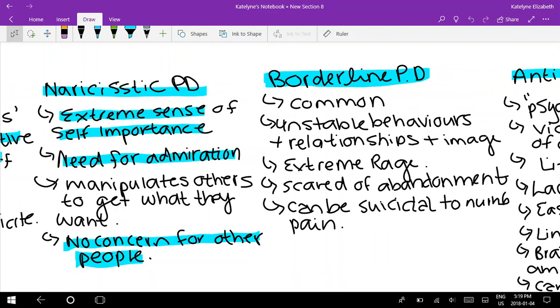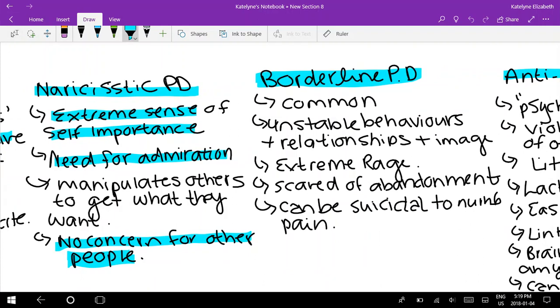And our second last one that we are going to be talking about is borderline personality disorder. Now, this is actually very common. It usually involves unstable behaviors. They have an unstable self-image, also unstable goals. They can actually go into extreme rage. They also are typically scared of abandonment, and they can have a strong feeling of emptiness. They can be super impulsive, and they can also be suicidal in order to numb the pain that they're feeling. So that is borderline personality disorder.